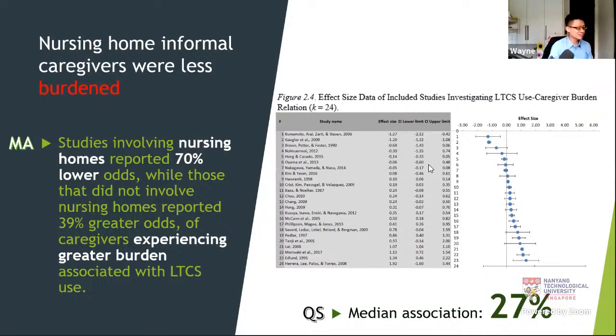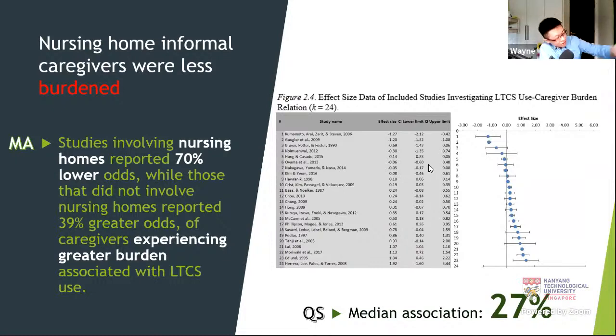So it's almost like saying that once a caregiver decides, either collaboratively or independently, to have his or her father or mother, the care recipient, in a nursing home, about 70% of them feel less burden after the decision is made. The decision to institutionalize, or to let the senior stay in a home called a nursing home.